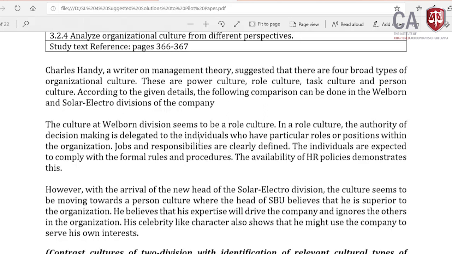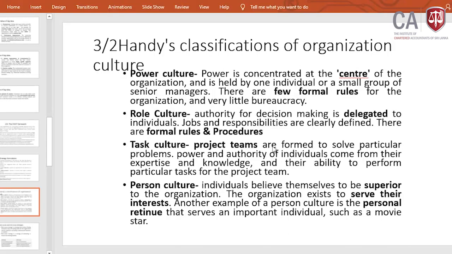In a role culture, the authority of decision making is delegated to the individual who has a particular role or position within the organization. Jobs and responsibilities are clearly defined. Now, he is talking about the theory. The individuals are expected to comply with the formal rules and procedures. If you look at theory part C, authority for decision making is delegated to individuals, jobs and responsibilities are clearly defined. There are formal rules and procedures.